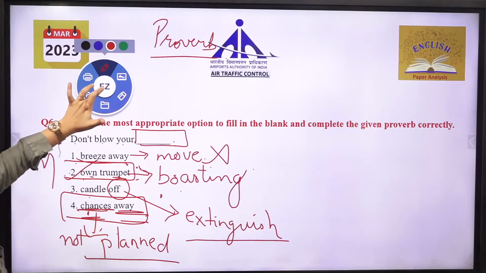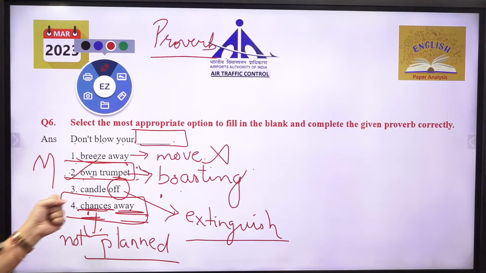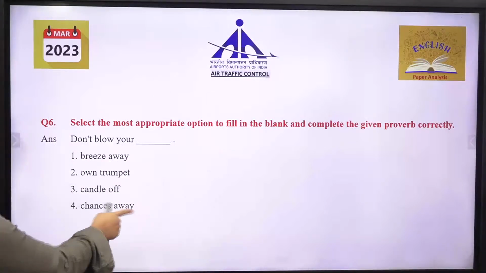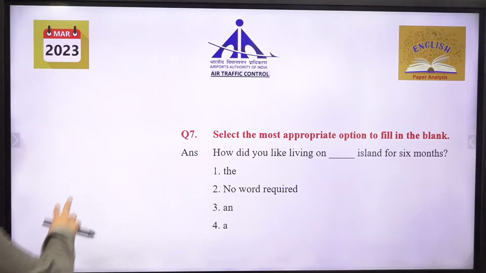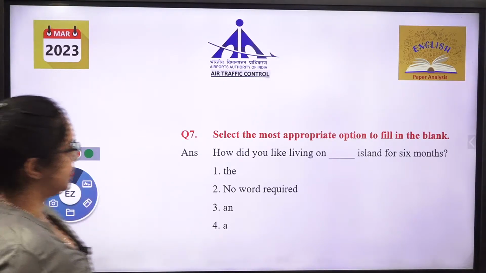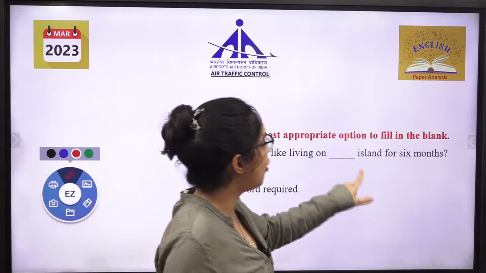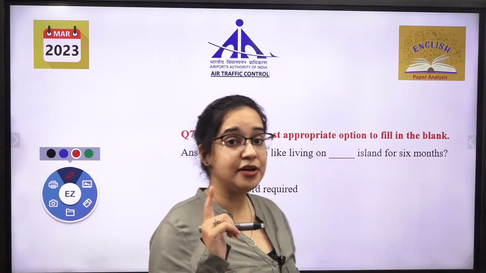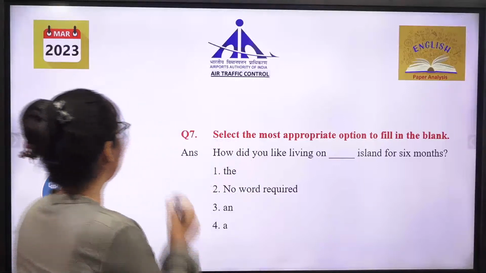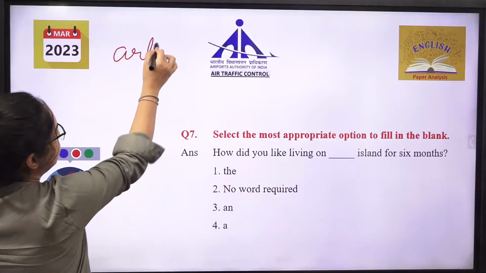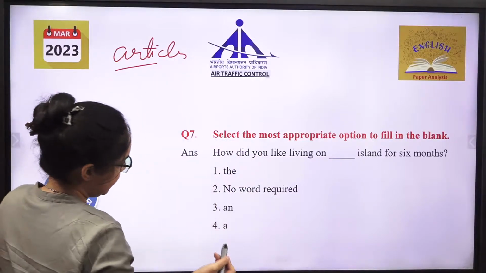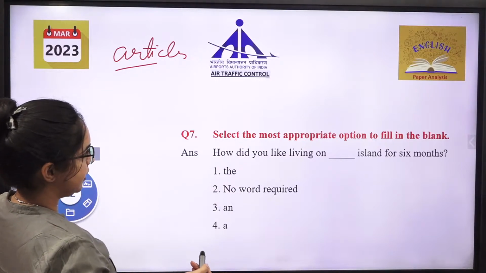Now, whenever such idioms are there, keep on noting them down because sometimes you get a proverb and sometimes you get an idiom. Now, this is very simple. How did you like living on dash island for 6 months? Now, similar to what I told you, the article option is repeated. Article is there, right?